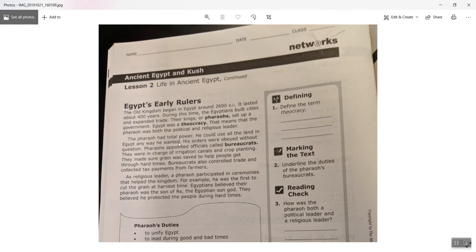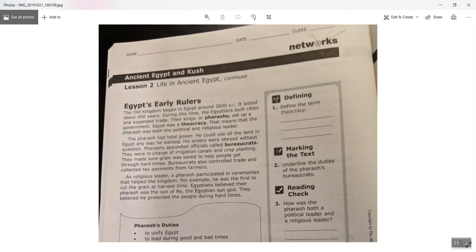Egypt was a theocracy. This means that the pharaoh was both the political and religious leader. The pharaoh had total power. He could use all the land in Egypt any way he wanted. His orders were obeyed without question. Pharaohs appointed officials called bureaucrats. They were in charge of irrigation canals and crop planting. They made sure the grain was saved to help people get through hard times. Bureaucrats also controlled trade and collected taxes from farmers.